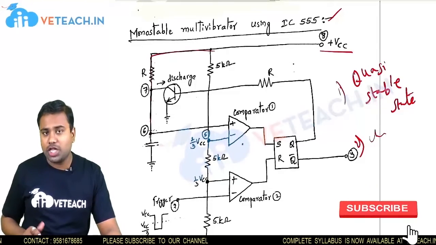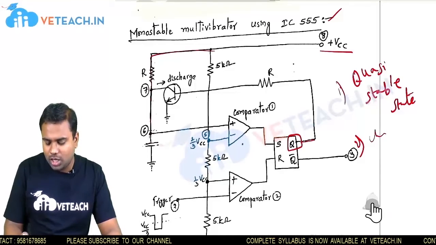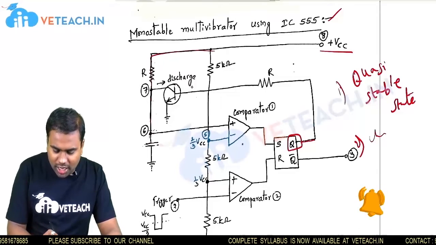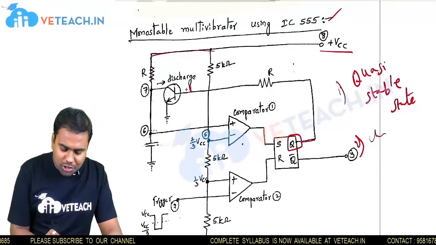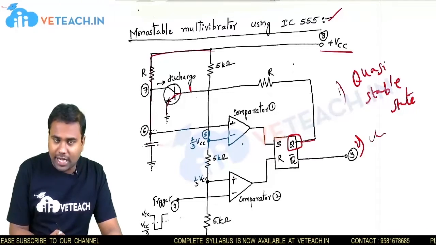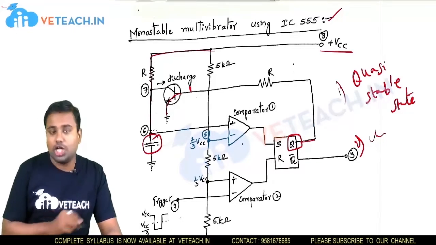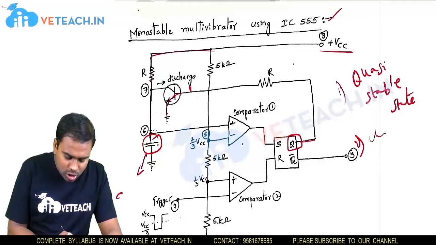Basically, we all know that in the SR flip flop, when Q is high, then automatically the discharge transistor is connected to the collector, and then the discharge will occur. In the capacitor, the discharging will occur up to zero level.